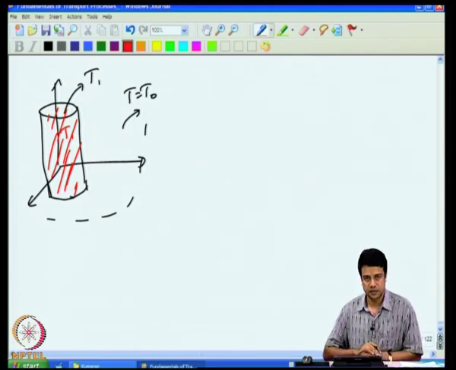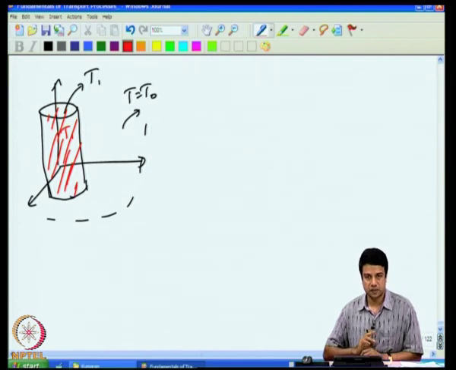Think of immersing, let us say, a cylindrical cup at a high temperature into a vessel with cold water at low temperature. The vessel is large enough that the heat conducted from the cylinder does not change the temperature of the vessel appreciably. So, that is the kind of problem.